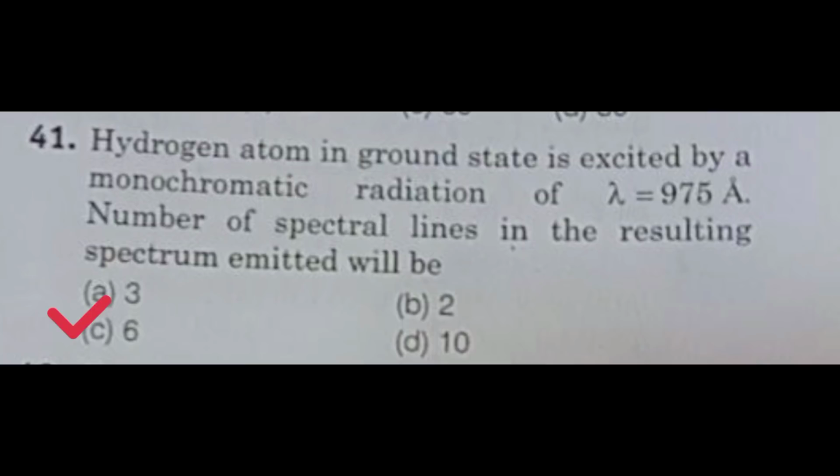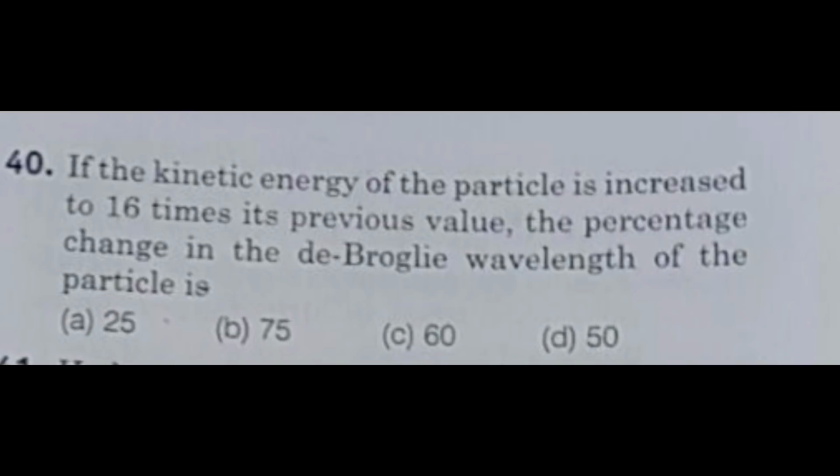The next question, if the kinetic energy of the particle is increased to 16 times its previous value, the percentage change in the de-Broglie wavelength of the particle is. And the options are 25, 75, 60, 50. And the right one is option number B, 75.